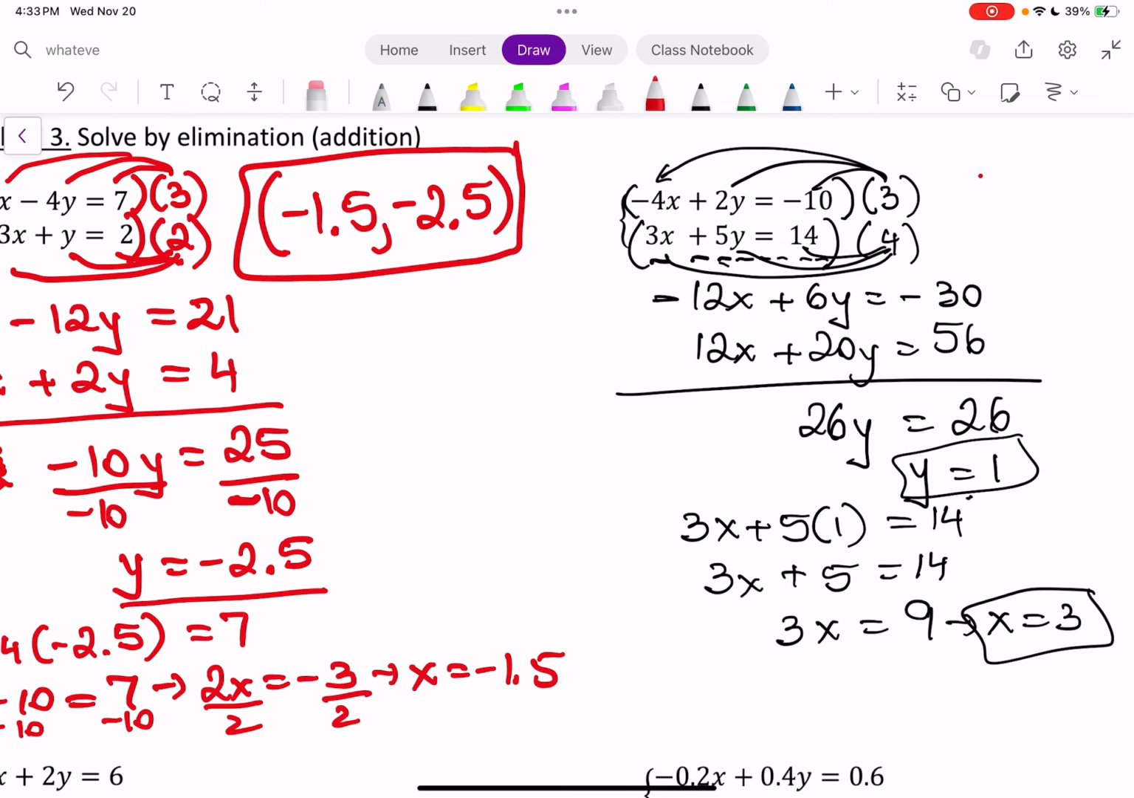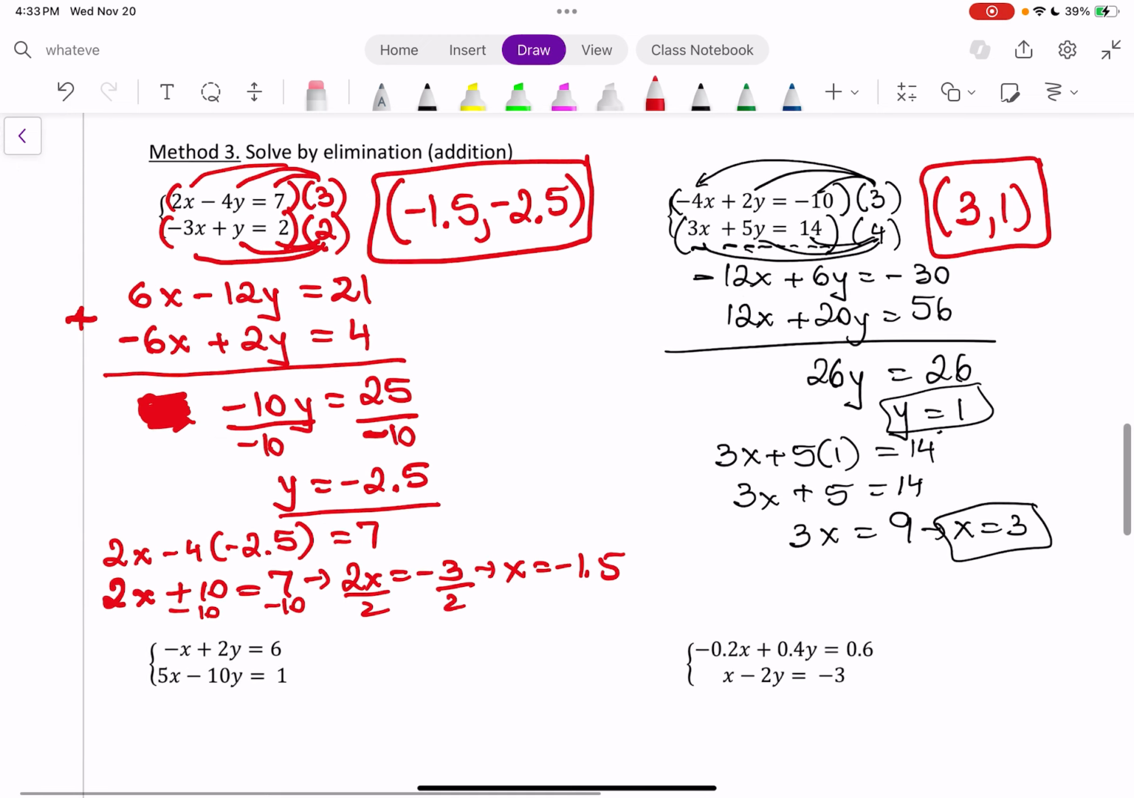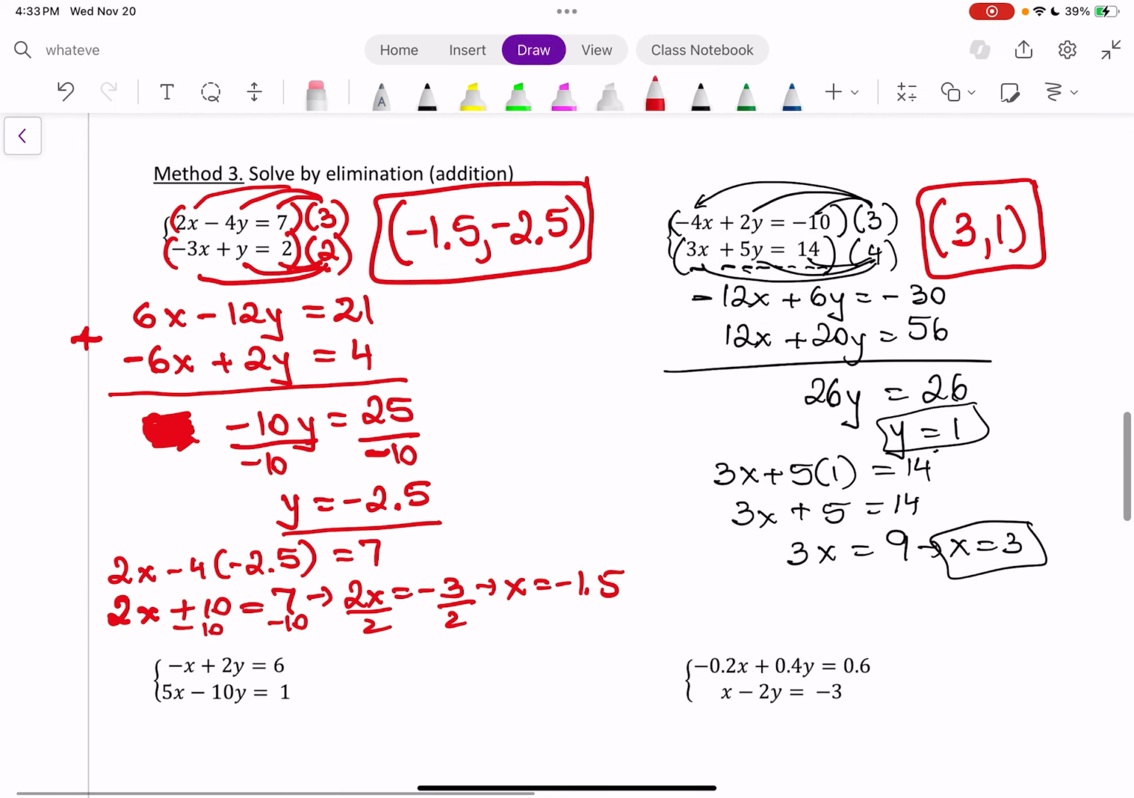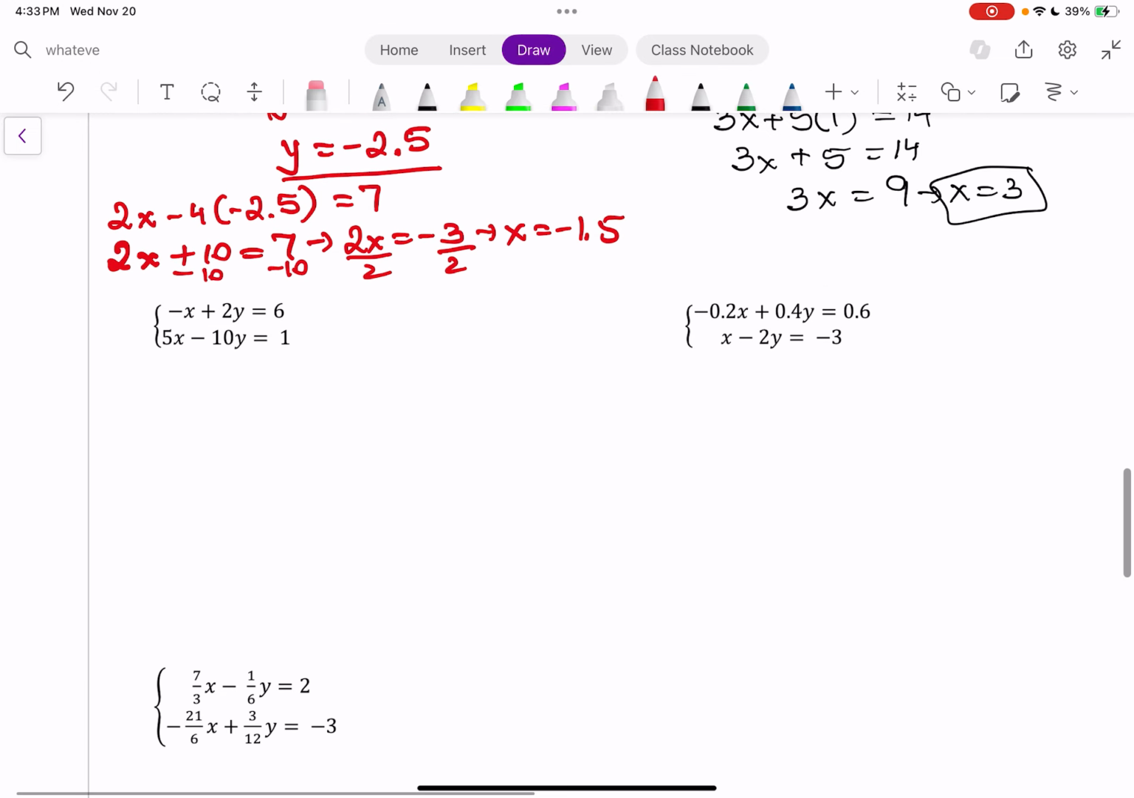So take these values and write them as an ordered pair. All right, now I have a few more to try.